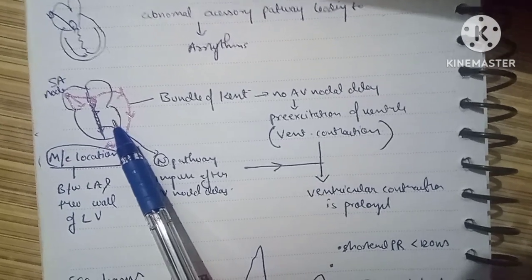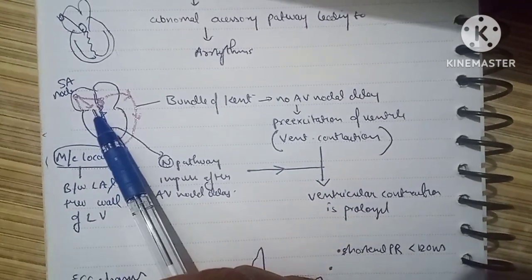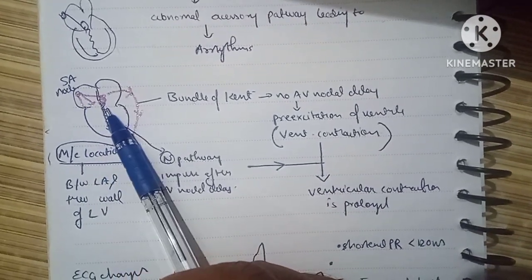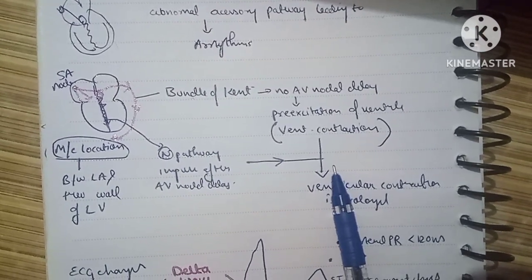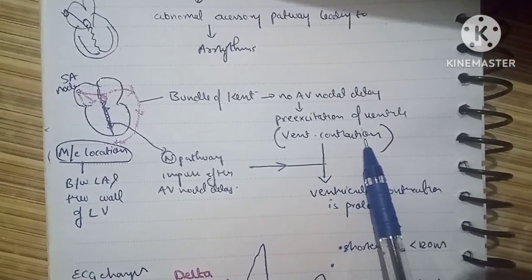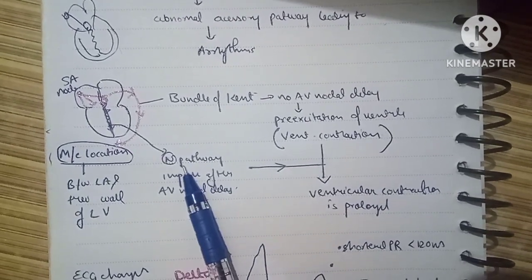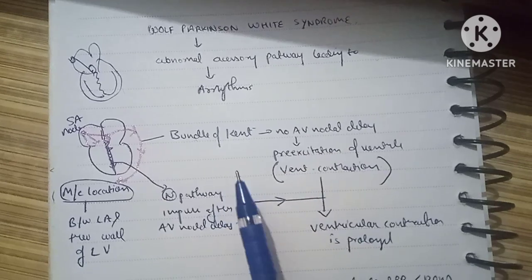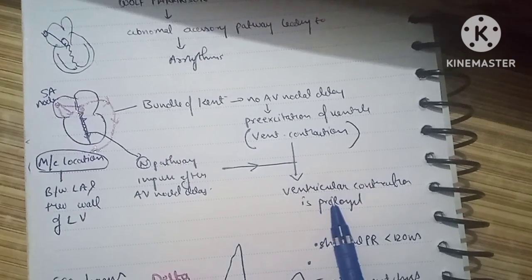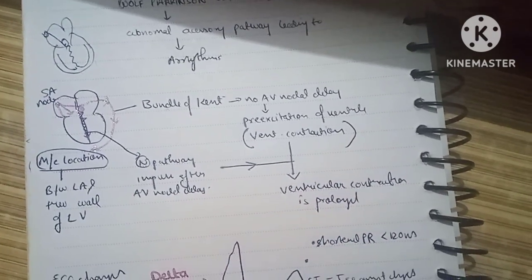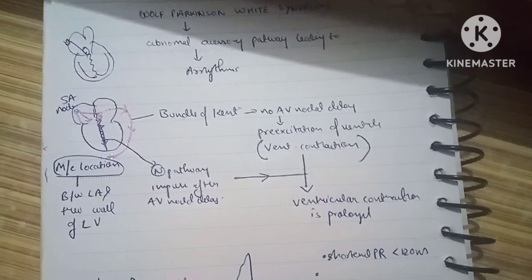This pre-excitation of the ventricle will cause ventricular contraction. After an AV nodal delay, the impulse will also pass through the AV node, and by this normal pathway, the ventricle will also contract with an AV nodal delay. So, already existing ventricular contraction will be prolonged because of the impulse reaching via the normal pathway. So, in WPW syndrome, because of an accessory pathway, we have pre-excitation of the ventricle, and then there is further prolongation of the ventricular contraction because of the normal pathway impulse reaching the ventricle. This is the pathophysiology behind WPW syndrome.